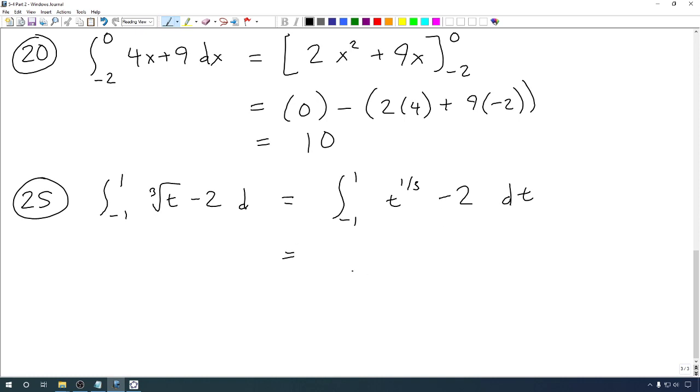We take our antiderivative the way we know how to. The 1/3 power, we add 1 to that. 1/3 becomes a 4/3. We need to divide by the new power. In other words, we're multiplying by the reciprocal, 3/4. Minus 2 at the back becomes a minus 2t. And we still have to go from negative 1 to 1.